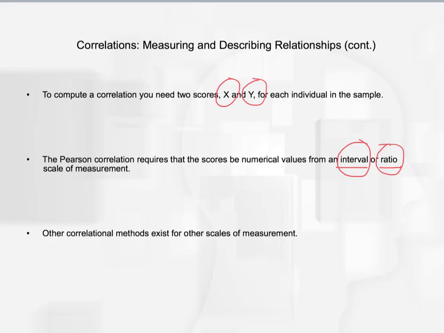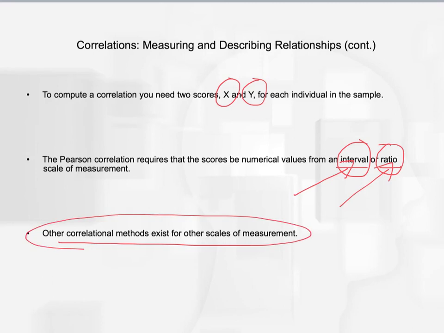You can do correlations, you can do associations with nominal and ordinal data. We'll talk about how you do associations or relationships with nominal data when we talk about the chi-square statistic. When you have ordinal data, you can use a correlation called the Spearman correlation. But in this chapter, we're primarily focused on the Pearson correlation using interval or ratio data. And as it says here, other correlational methods exist for other scales of measurement. We'll be studying the chi-square, which is a measure of correlation for nominal data.